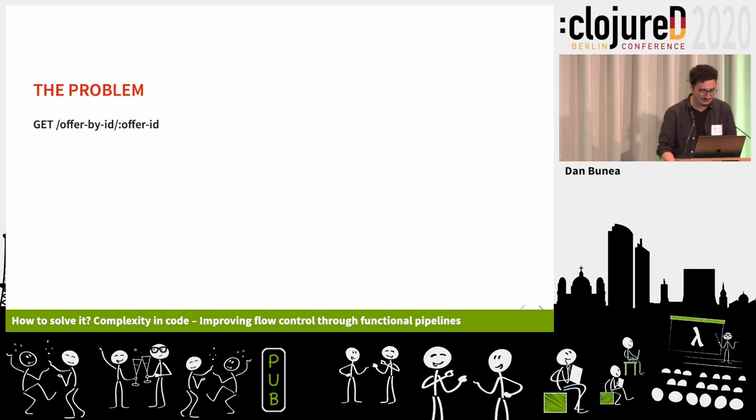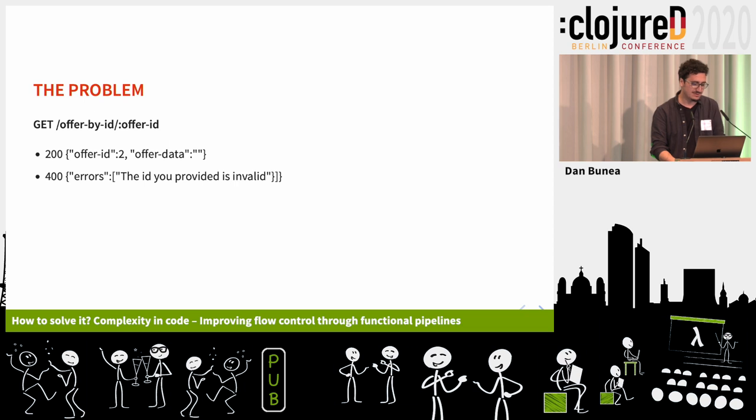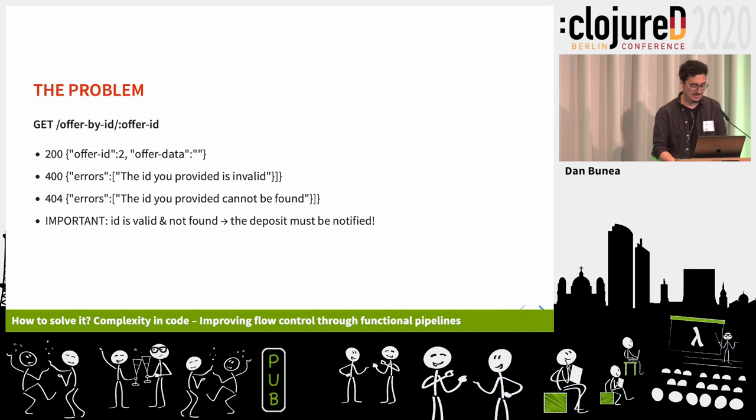OK, so this is the problem. We will write an endpoint, which is just a GET, and has to return an offer by its ID. Fairly simple. You can do it in any language. It will give you the right offer if you find it, 200 and the offer data. And if the ID is wrong, you'll get a 400. And a 404 if the ID cannot be found. So it should be fairly simple. I added that if the ID is valid but not found, some deposit should be notified of that.